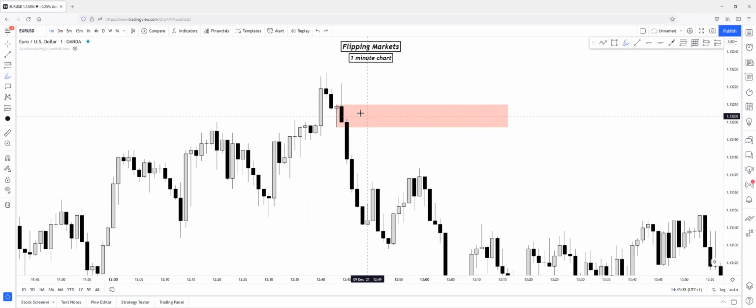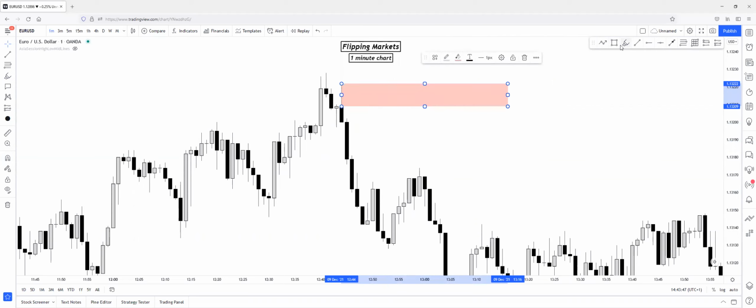But in this case, this candle has already been mitigated by the following candle's wick. So the orders are sitting on this wick and not on this candle, because this candle has already been mitigated. So in this case, this will be our right supply zone.